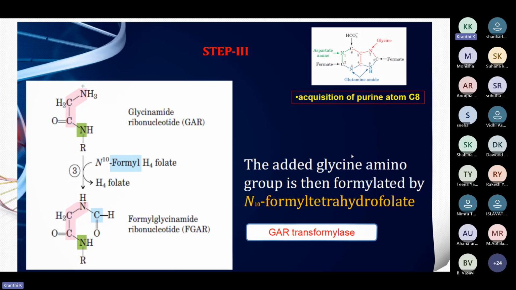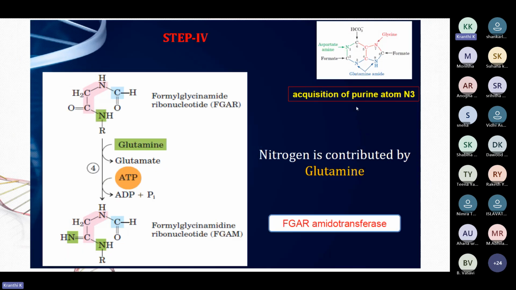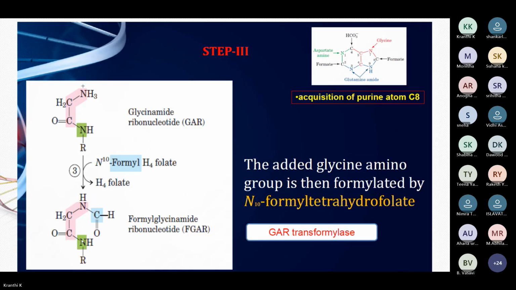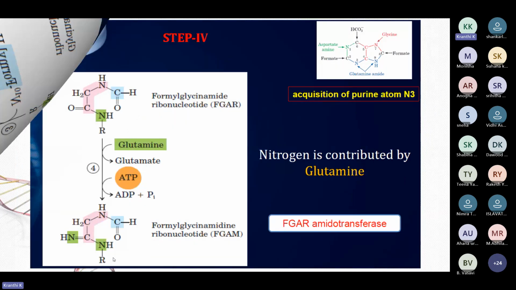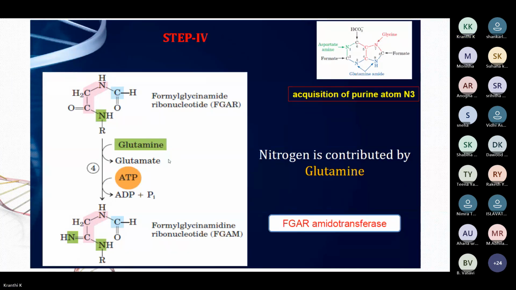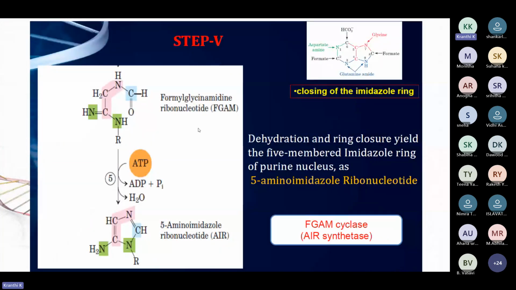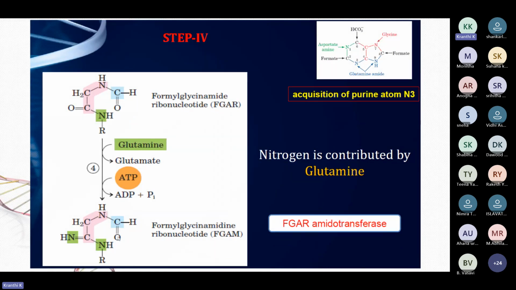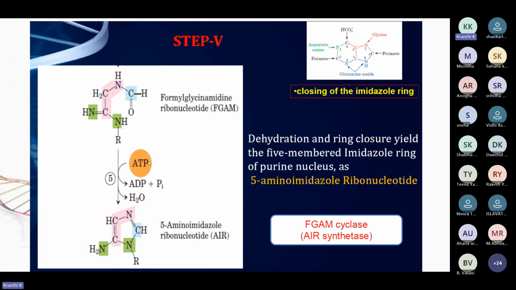Then coming to the fourth stage. In the fourth stage, what is happening? Acquisition of purine atom at N3. What is the atom N3 here? That is again glutamine. Glutamine in the N3 place. This structure, now again here it added one more glutamine. Later in the next step, closing of the imidazole ring. So this is one ring, then it is closing. How is it closing? Again with the help of ATP and an enzyme.